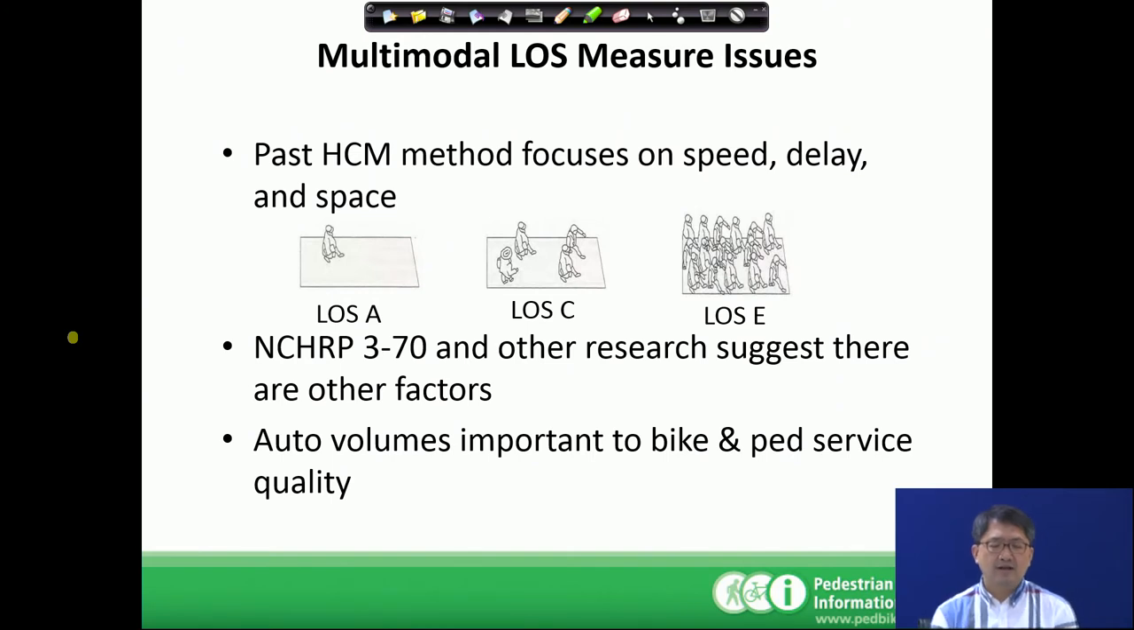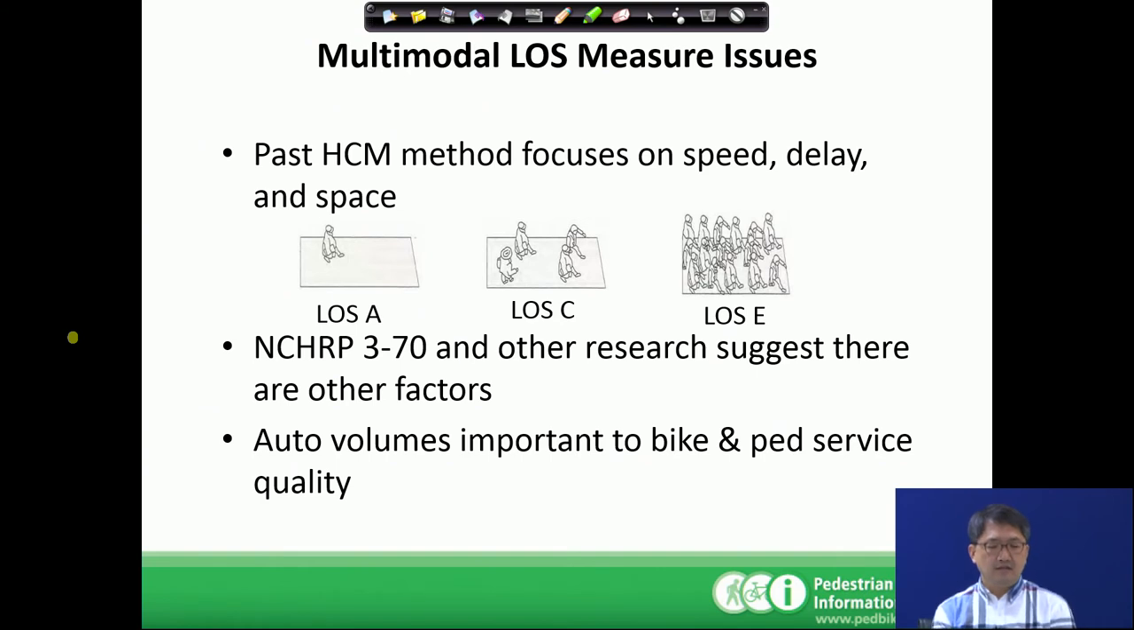So the common measure is based on the speed and spacing and delays. Level of service A is adequate spacing per pedestrian, and level of service E is sort of a capacity level. So level of service A through F, E is always at capacity. In terms of spacing, they don't seem to have a lot of spacing to move around here. In between is obviously level of service C.